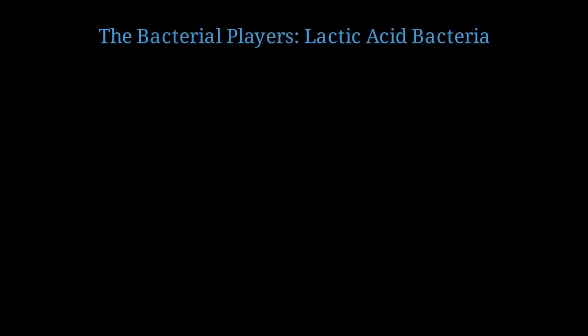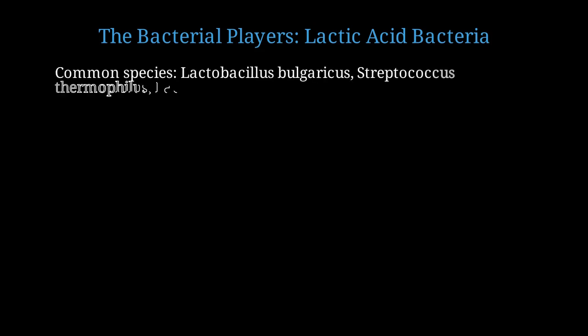Now let's talk about our microbial workers. What bacteria are we using? For yogurt, we commonly use Lactobacillus bulgaricus and Streptococcus thermophilus working in symbiosis. For cheese, Lactococcus lactis is often used. These are all lactic acid bacteria, meaning they produce lactic acid as their primary metabolic product.